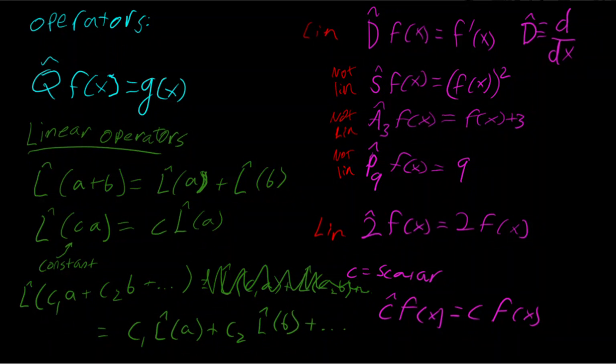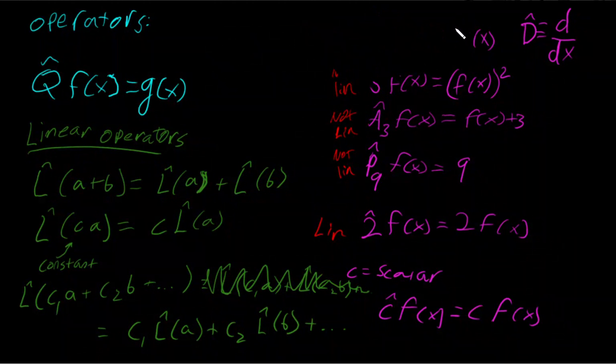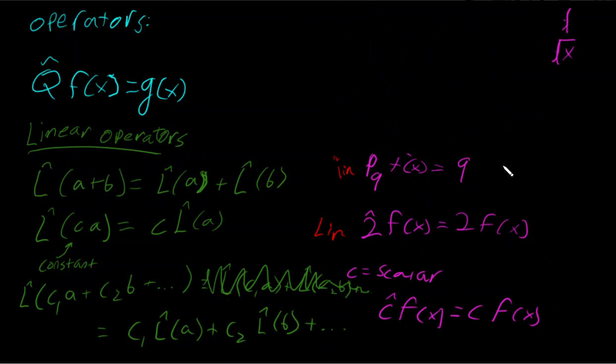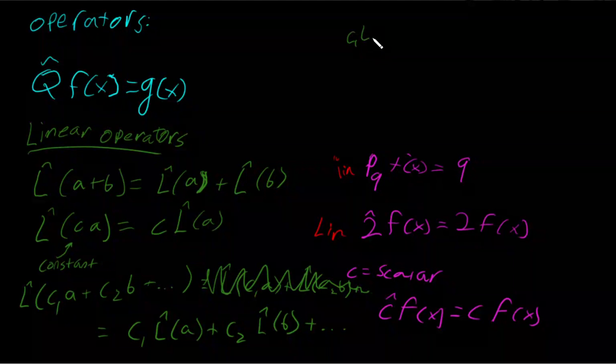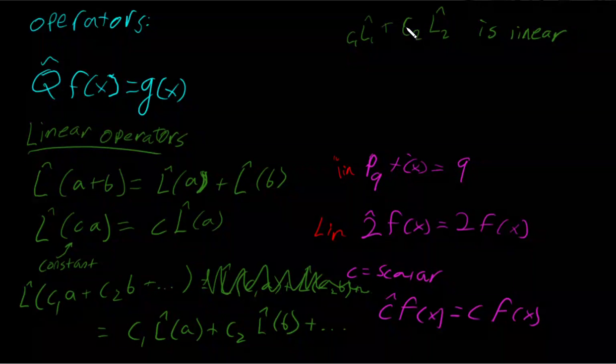Right, so hopefully that makes sense. The other thing, and I'm not going to prove this, I'm going to erase this up here, hopefully you've got it down, is that a linear combination of linear operators is linear, right? So I'll just put that down here. C1 times L1 hat plus C2 times L2 hat is linear. And it turns out you can also do this with plus C3 times L3 hat plus C4, right?